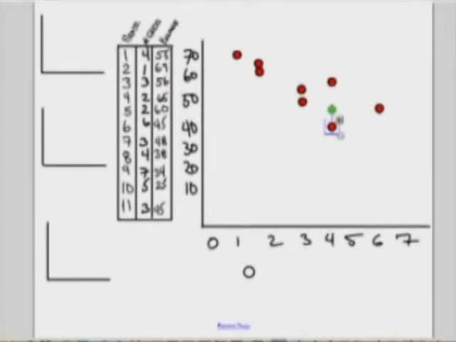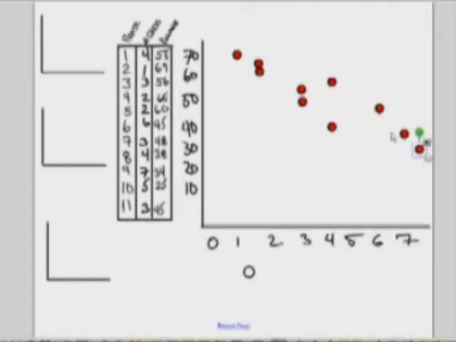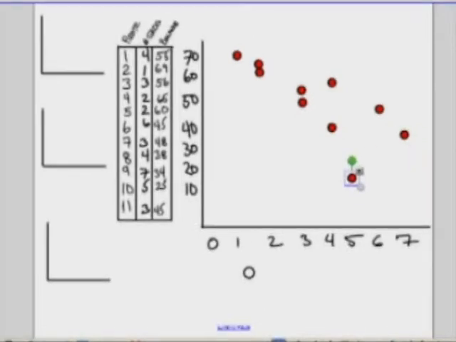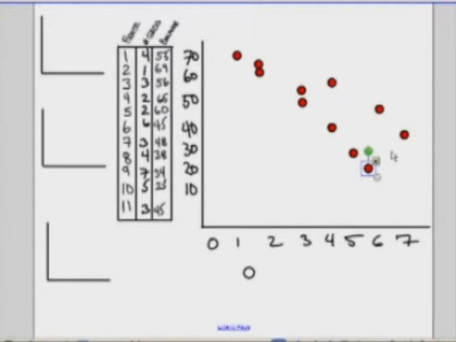Next? 7 and 34. Okay, and next? 5 and 25. 5 and 25? Yes, sir. Ship must have moved. Okay, and what else we got? 3 and 45. Is that our last one? Yes, sir. Okay.